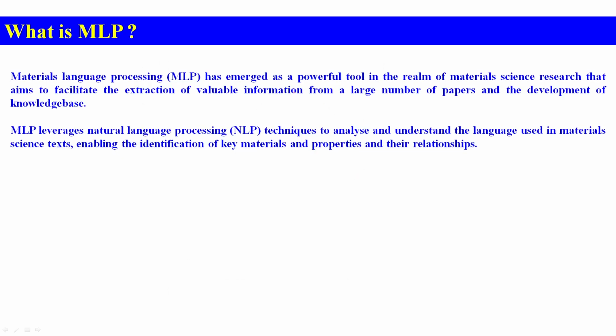So, material language processing has emerged as a very powerful tool in the realm of material science. It facilitates the extraction of valuable information from a large number of papers and patents and the development of a knowledge base. It uses NLP to analyze and understand the language of material science text, enabling the identification of key materials and properties and their relationships. So, basically the idea is to create a curated database.